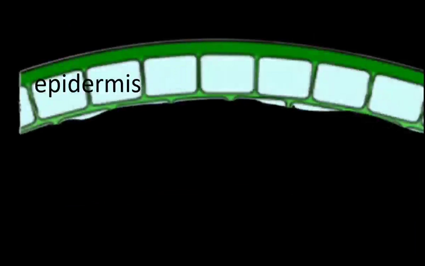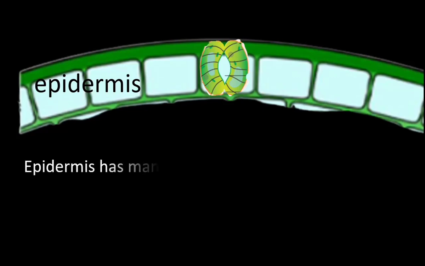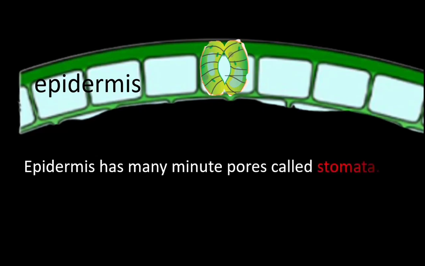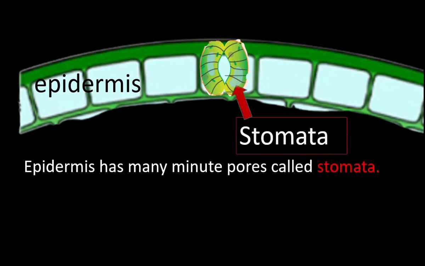This is epidermis. This epidermis has minute holes. They are called as stomata. Stomata are minute openings found on the epidermis. These stomata help in transpiration. What is transpiration? Loss of water in the form of vapor through stomata is called as transpiration. We learnt about transpiration in 9th standard. Stomata help in transpiration.